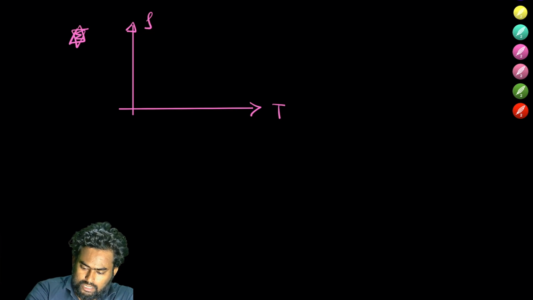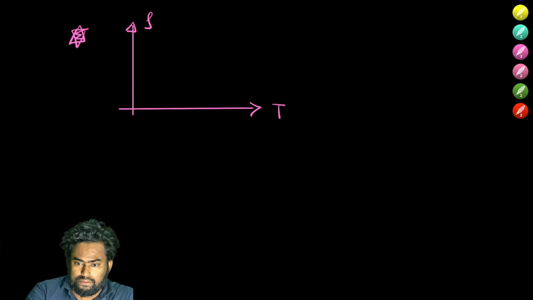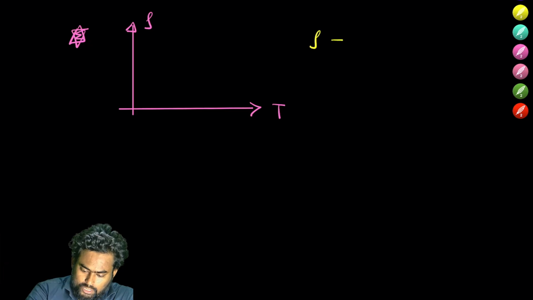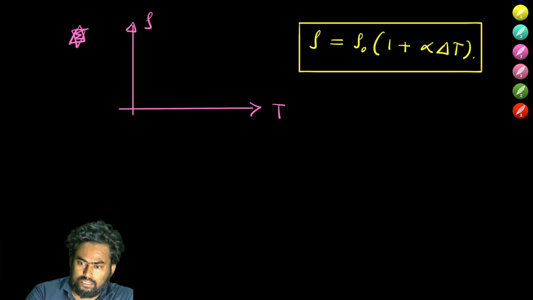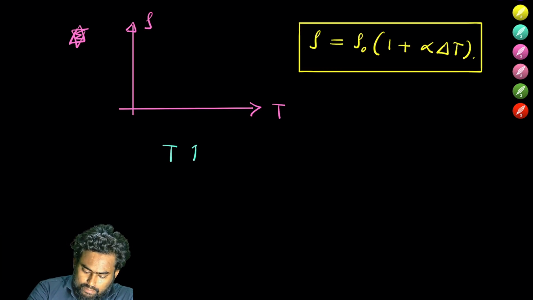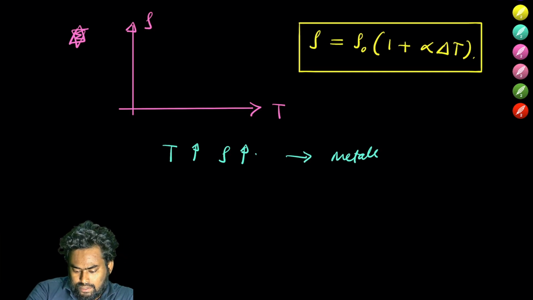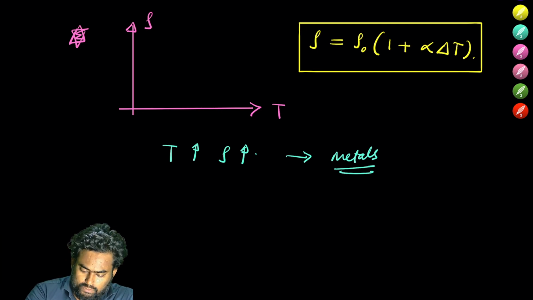Okay, next question. Next concept you can remember, as concept questions have been asked: the resistivity versus temperature graph. Resistivity rho equals rho naught into 1 plus alpha delta T. This is the equation. If you increase the temperature, resistivity will also increase. This is for metals.